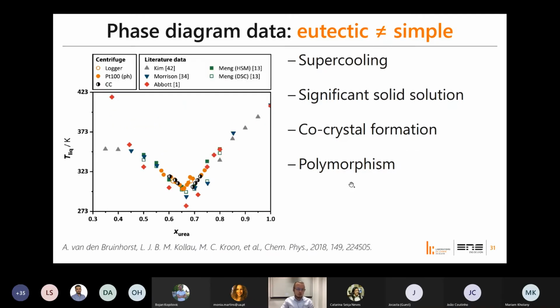And then back to urea choline chloride. There is co-crystal formation reported on this system. It's very close to the eutectic point, so it doesn't really affect the phase diagram too much. But as you can see here, these black dots were prepared with the co-crystal.